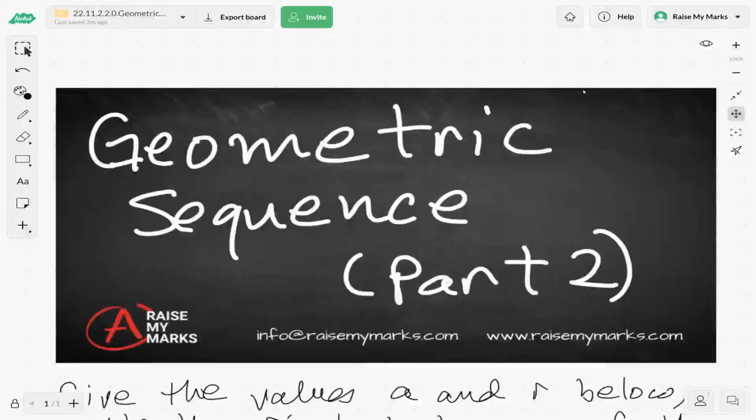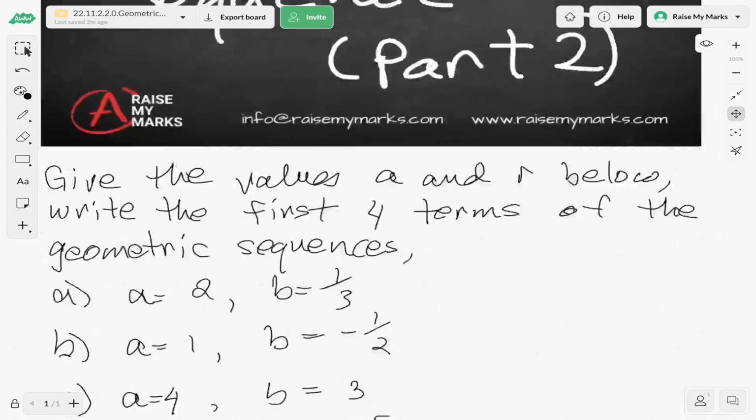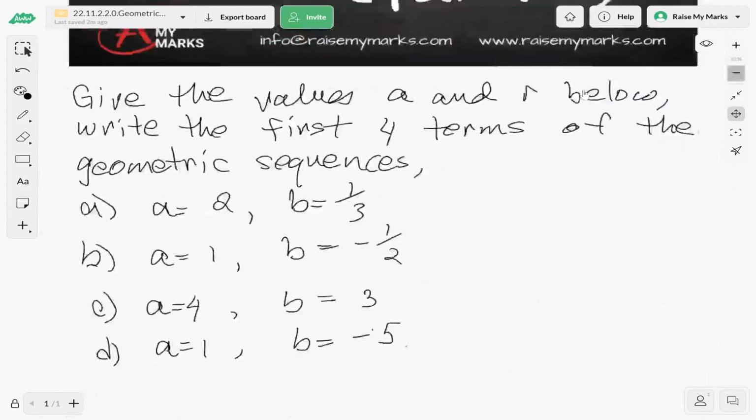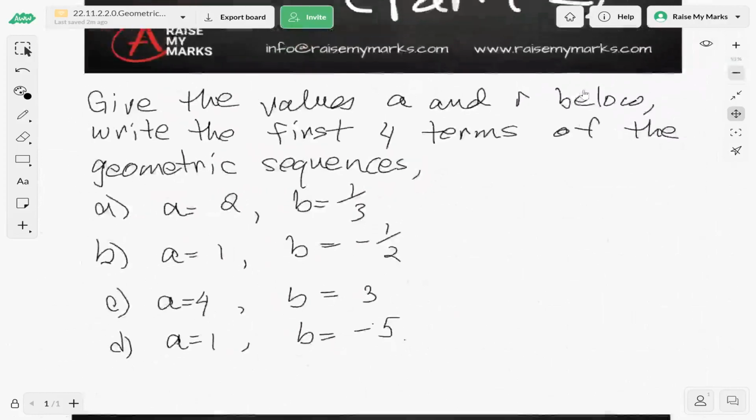Hello, so today we're looking at geometric sequences again, so second part. Okay, let's scroll down and see what we're asked. We're asked, given the values a and r below, write the first four terms of the geometric sequences.